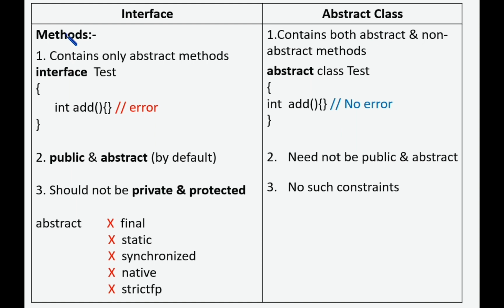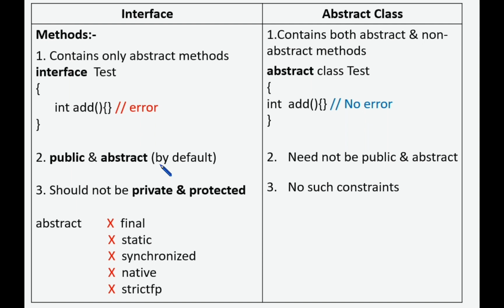Next, what about methods? An interface can contain only abstract methods. Suppose I am declaring a method and I give an empty definition. What will happen? It shows an error. We can't even give an empty definition like this. Whereas in case of abstract class, it can contain both abstract and non-abstract methods. Now this is not an error here.